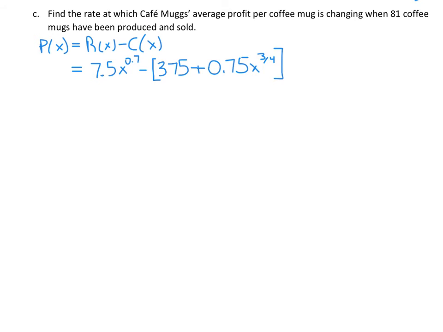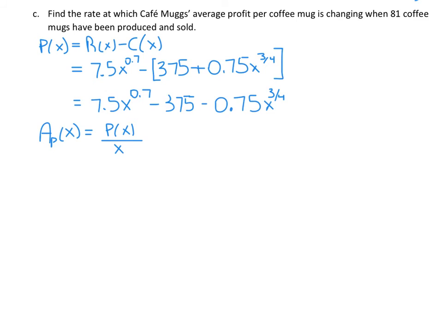For part C, find the rate at which Cafe Mug's average profit per coffee mug is changing when 81 coffee mugs have been produced and sold. So recall that to find the profit function, what we do is we take the revenue function and then subtract from that the cost function. So if we go back and look at parts A and B, we have that the revenue function is defined to be 7.5x to the 0.7, and then we're going to subtract from that the cost function from part A.